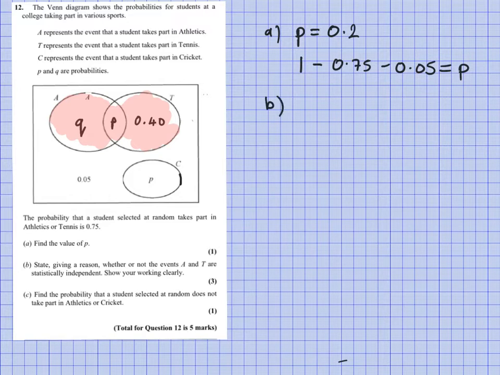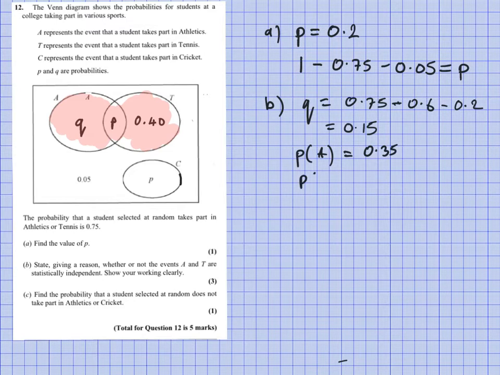Find the value of Q. State, giving a reason, whether or not the events A and T are statistically independent. Okay, first of all, we need to find out what Q is. Well, that's quite straightforward. In this case, we can work out that Q is equal to 0.75, the probability of both bits, minus 0.6, and minus 0.2, the value for P, which gives us 0.15. Therefore, the probability of A, athletics, is equal to Q add P, 0.35.